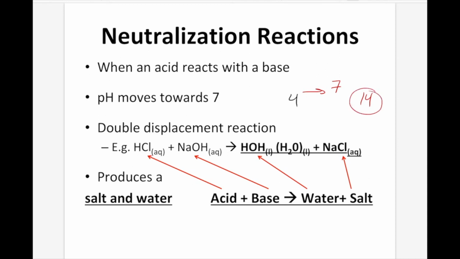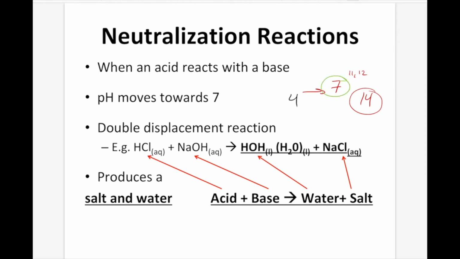If you add significantly more base with a pH of 14 to the acid with a pH of 4, then you might go way past the 7. It might end up closer to 11 or 12. But if you put just the right amount in, you'll end up with a substance that has a pH right at 7. And this is called a neutralization reaction.